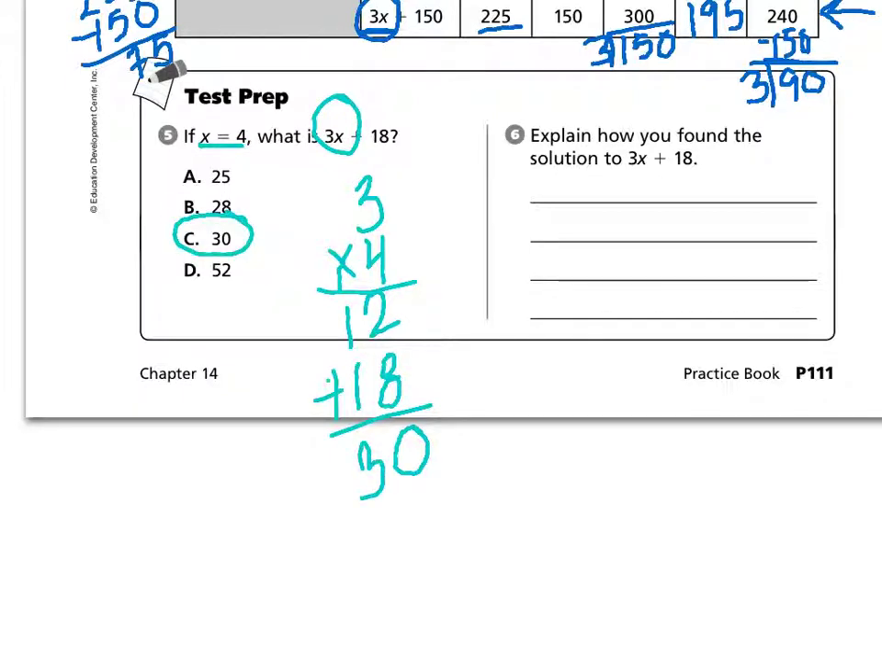Letter C. Remember to show your work though. You also need to explain yourself. You can explain that you use the plug and chug method, but then you also need to point to your work.